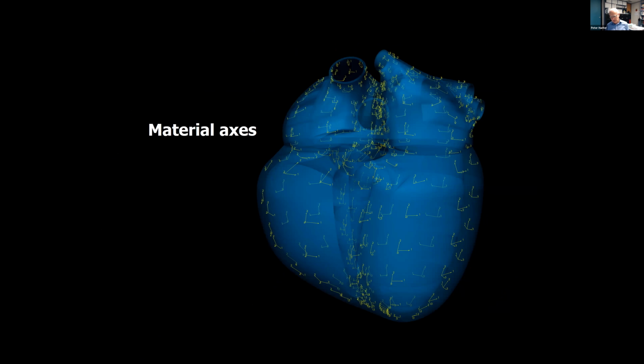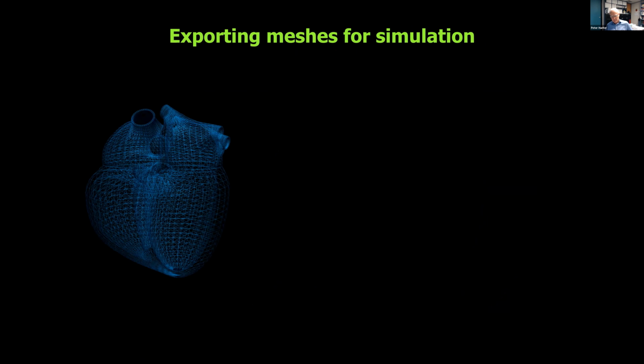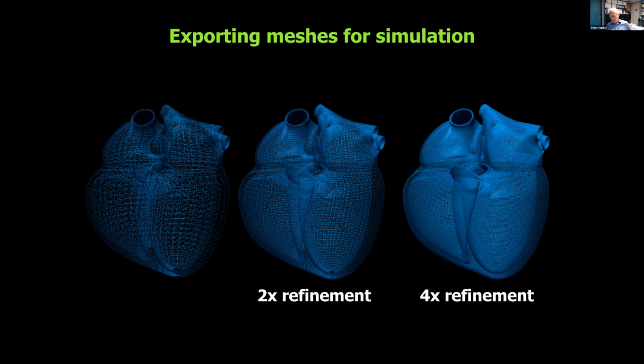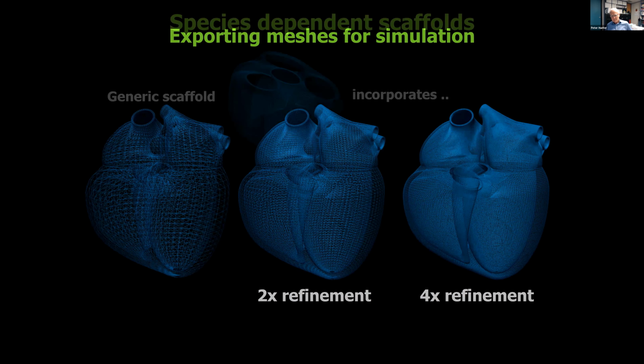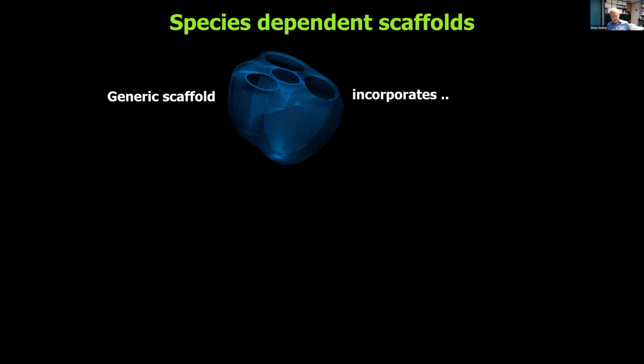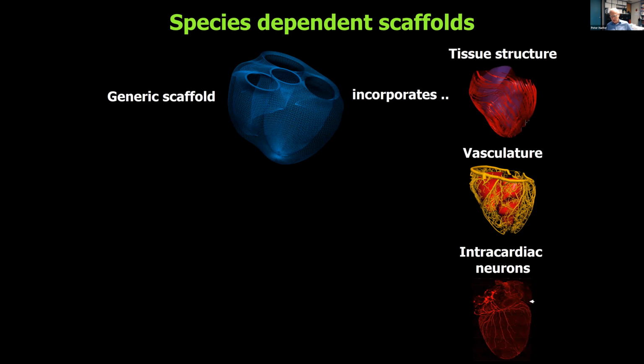And as I'll show in a minute, these coordinate systems are material coordinate systems, so they move as the organ moves, the coordinates move with it. And those coordinates are defined relative to an external fixed system. So then we can export meshes for simulation at whatever level of refinement is required. And these meshes, the generic scaffolds, can incorporate tissue structure or vasculature, for example, or particularly for the SPARC project, the intracardiac neurons.